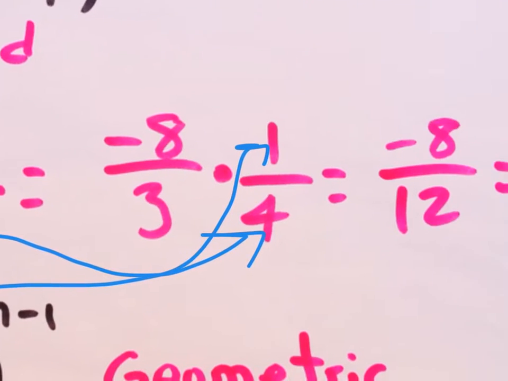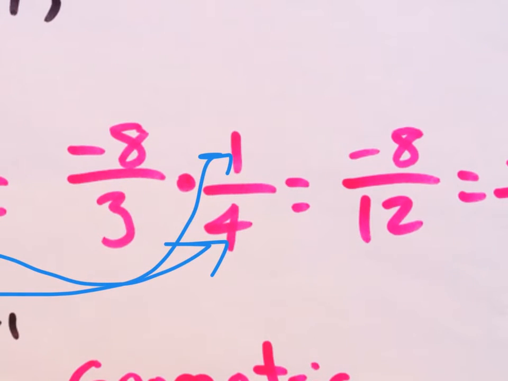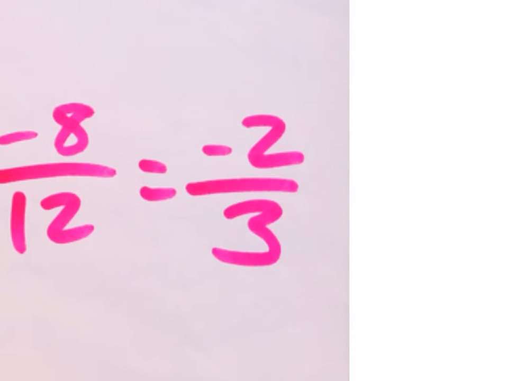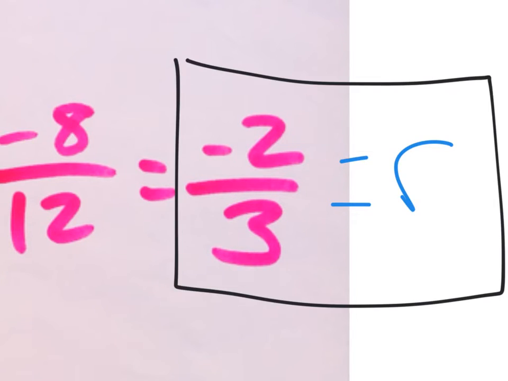So what does that look like in practice? Well, we're going to be multiplying across now. Negative 8 times 1 is going to give us negative 8, of course. The denominators, 3 times 4, give us positive 12. We're not done yet. We've got to simplify. And when we do, that's going to give us negative 2/3. That is our ratio. And that's what we're going to be using moving forward as we find terms using the explicit equation.